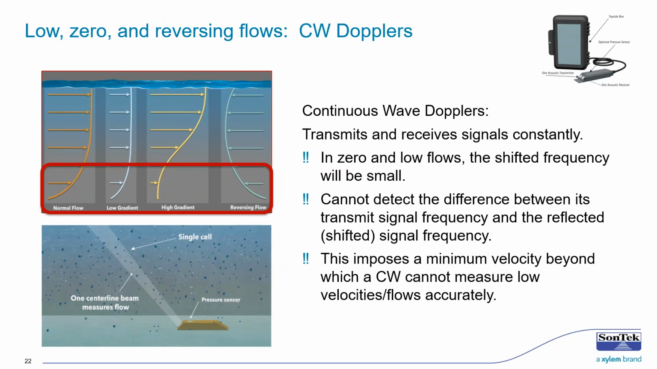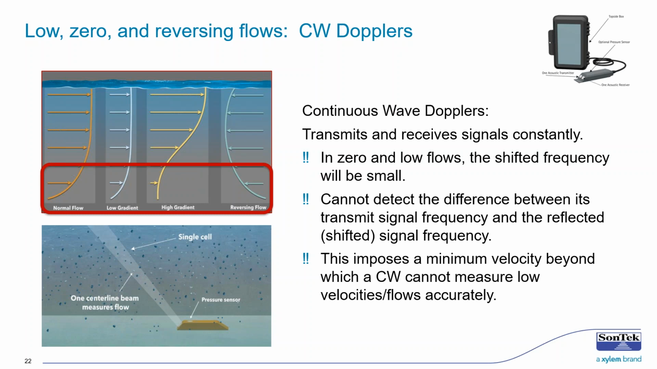So the next particular scenario that we're going to talk about is what happens when you have low flows or zero velocities, or reversing flows, for example, where the flow is going one direction, it stops, and then it goes in the other direction. So the flow can get low or reach a zero point. So continuous wave Dopplers, let's talk about them first. So in low and zero flows, remember those signals are coming back from reflections of particles.